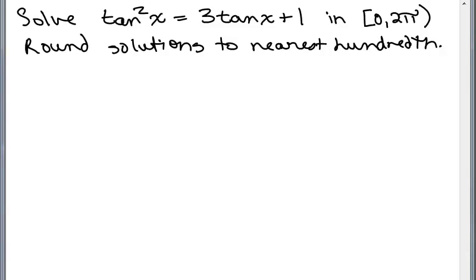We're going to solve this equation: tangent squared x equals 3 tangent of x plus 1 in the interval 0 to 2 pi. So we're looking for real numbers or radians. We're not going to be putting it in degrees.